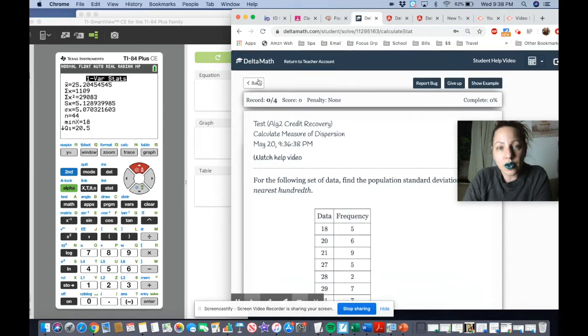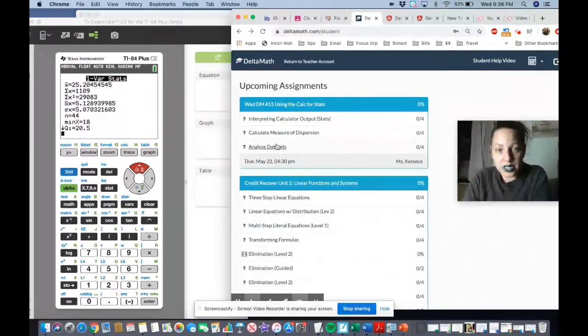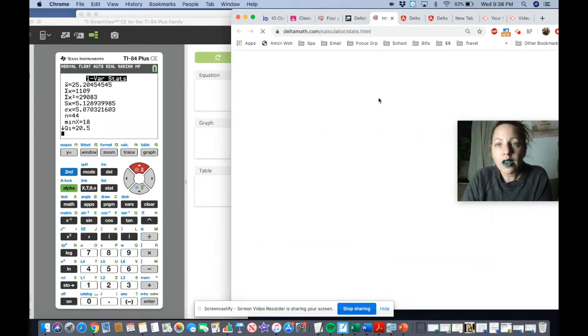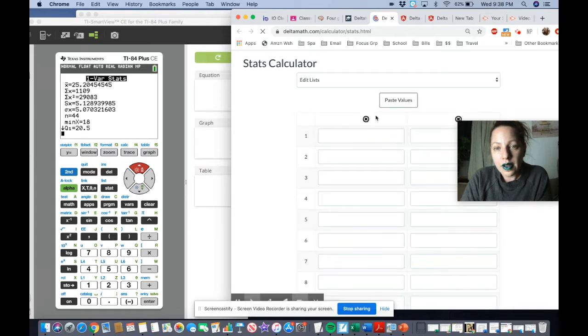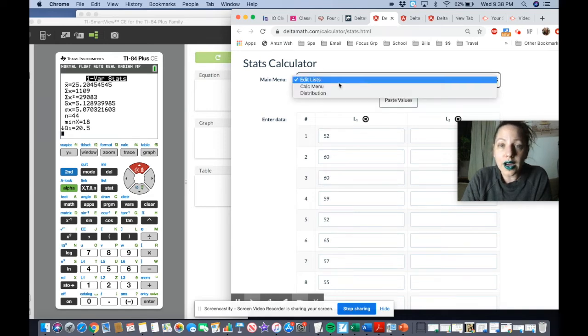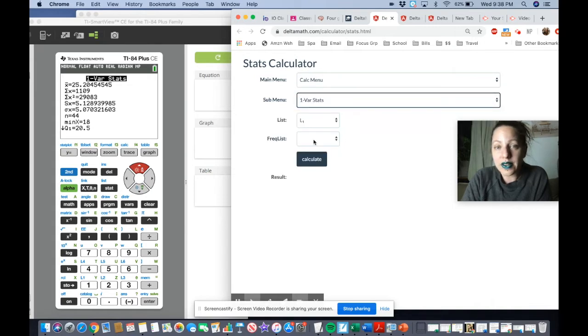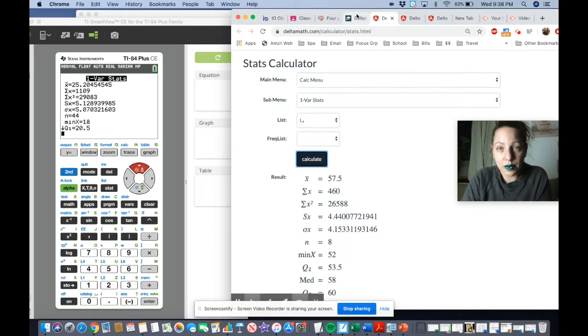Last thing I'm going to show you is what happens when there is no frequency list. So here's an example of a list. Okay? I'm going to use the Delta Math calculator. So I'm going to copy the values. There's no frequency list here, so remember that. I am going to paste the values. Notice they're only in list 1. There's nothing in list 2. So when I go to Calc and I go to one variable statistics, I'm leaving this blank because there's no frequency. I hit Calculate, and again, it gives me that data.